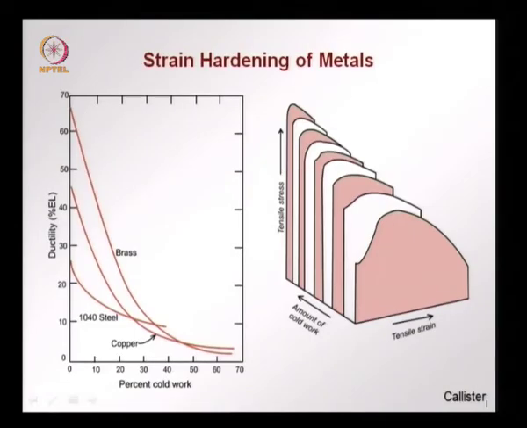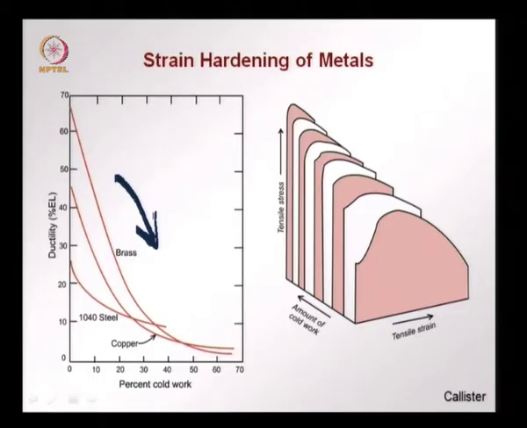On the other hand, what we see is the ductility decreases. On this graph on the left we find that as the percentage cold work on the x axis increases, we see that ductility now decreases. As we strain harden the material, as we cold work the material, it becomes less and less ductile and more brittle.